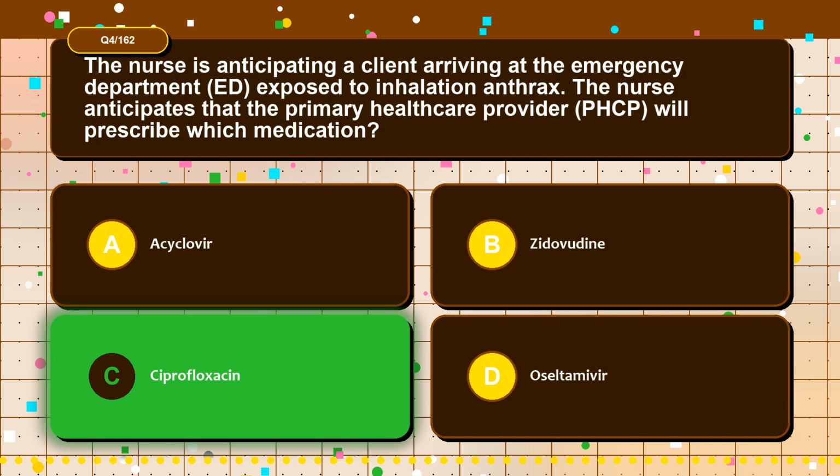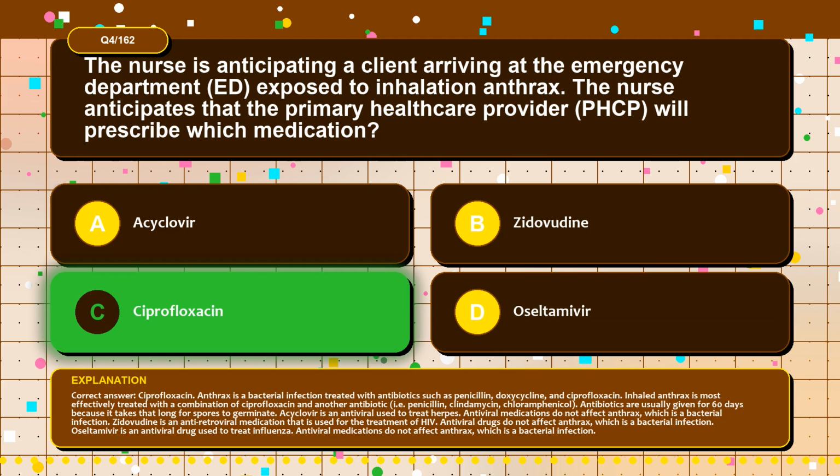The correct answer is option C. Ciprofloxacin. Anthrax is a bacterial infection treated with antibiotics such as penicillin, doxycycline, and ciprofloxacin. Inhaled anthrax is most effectively treated with a combination of ciprofloxacin and another antibiotic, i.e. penicillin, clindamycin, chloramphenicol. Antibiotics are usually given for 60 days because it takes that long for spores to germinate.